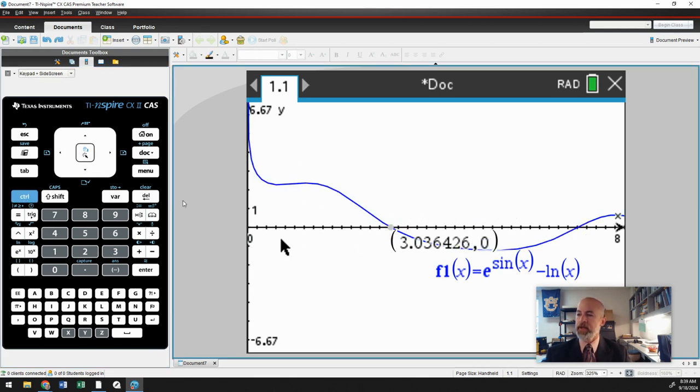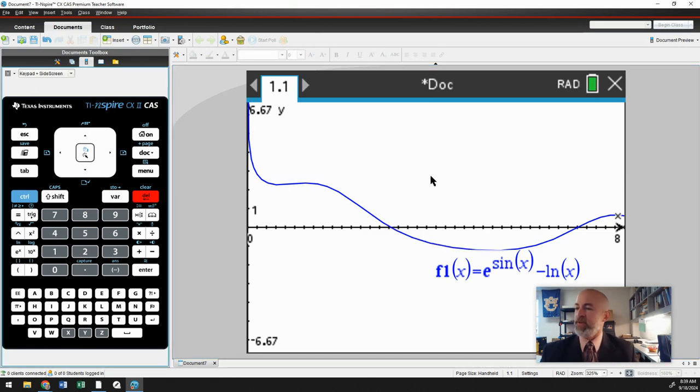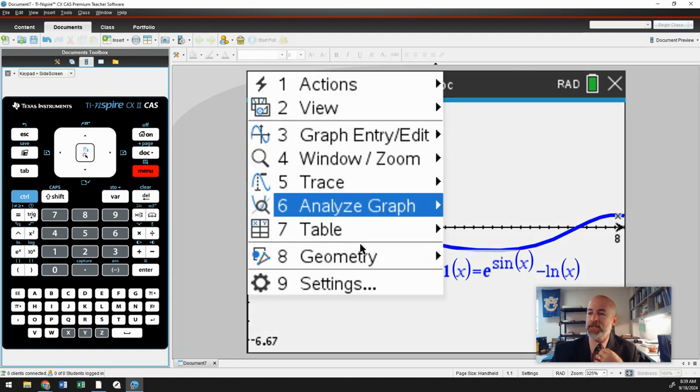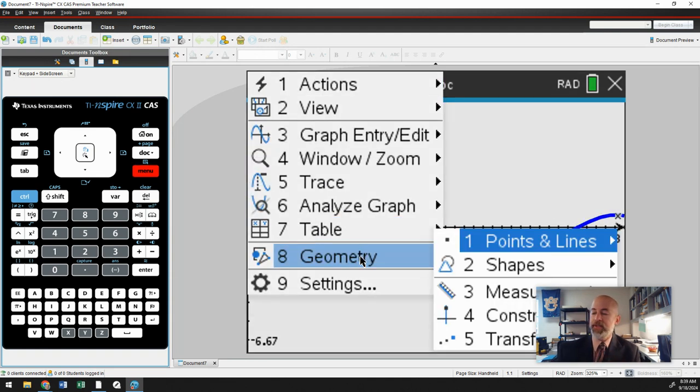Okay, never mind. Control-Z usually works, but I forgot I added all those digits. So to get both of those at the same time, we're going to use actually the geometry menu, and the geometry menu is not available in Scratchpad. That's why I wanted to do this in a document instead of the Scratchpad.